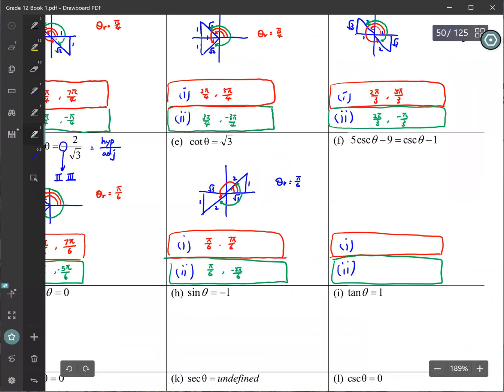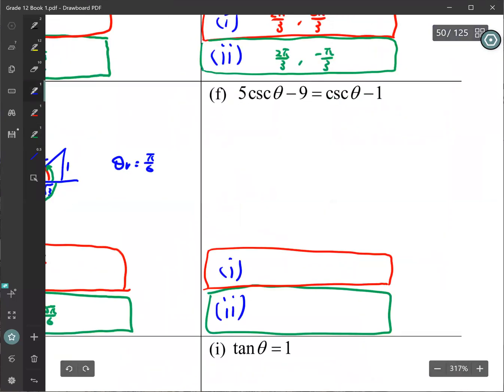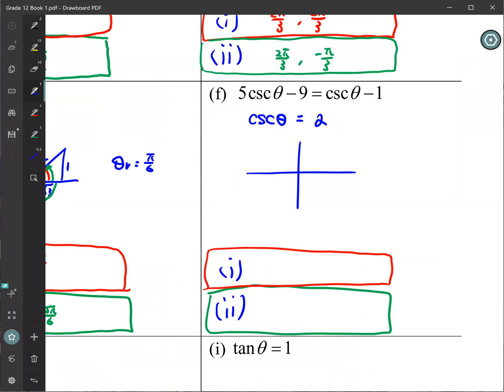The last one, we need to isolate cosecant, right? So Cindy, have you isolated yet? Cosecant theta should equal what? 2. Equals 2. Okay, I spelled it wrong. Okay, cosecant, CSC. Okay, so the quadrants should be where? Tiana? 1 and 2. Okay, very good.